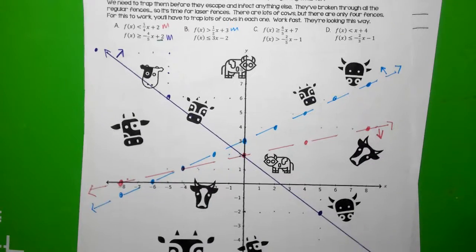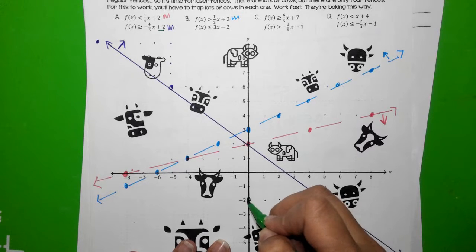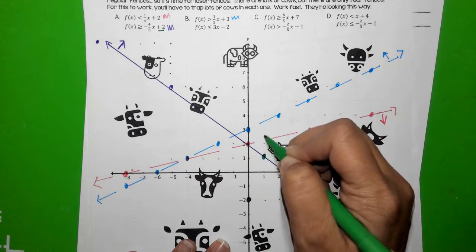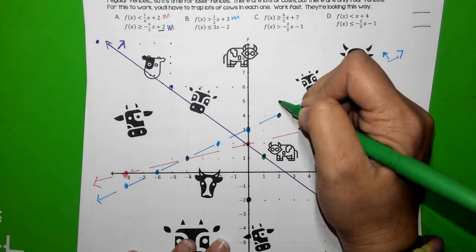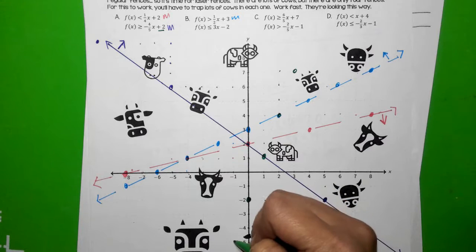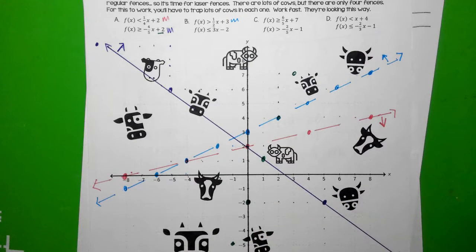How do I graph that second line on B? Down 3, right 1, down 3, right 1, right 1. Is it going to be solid or dashed?